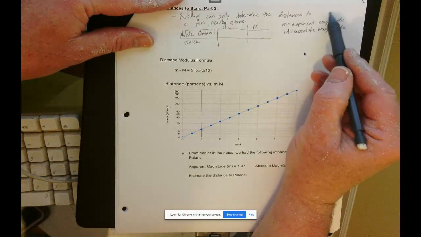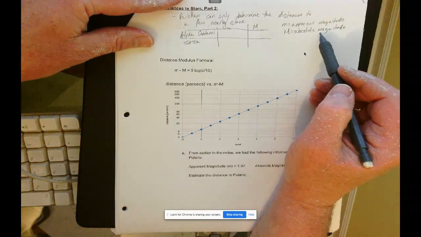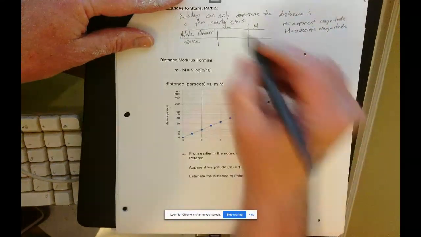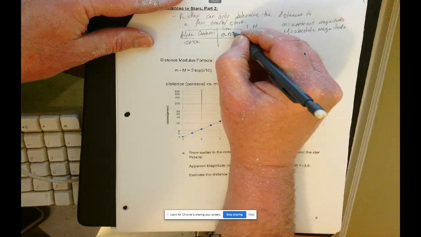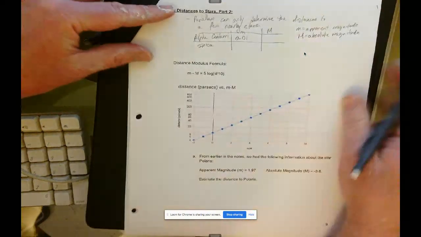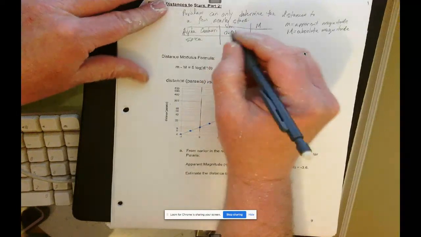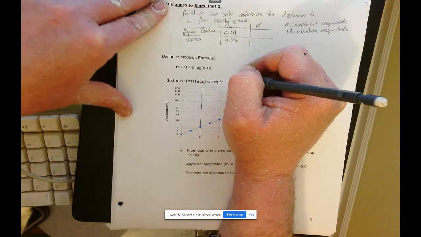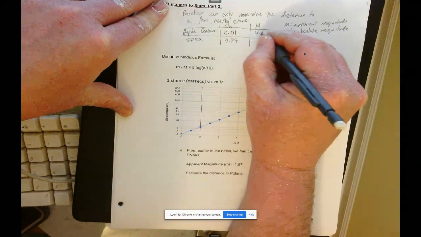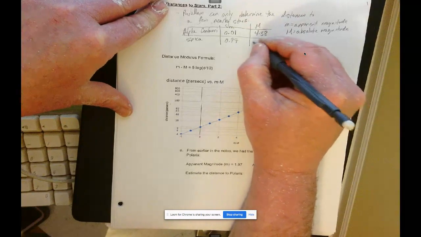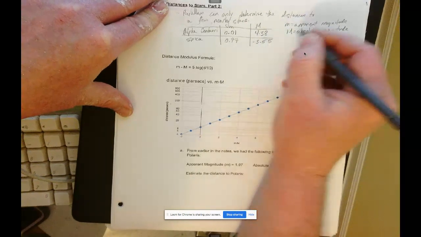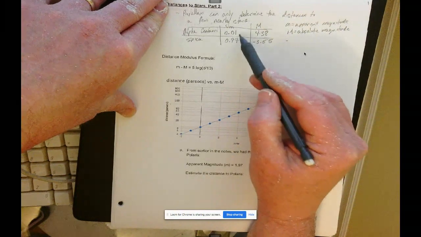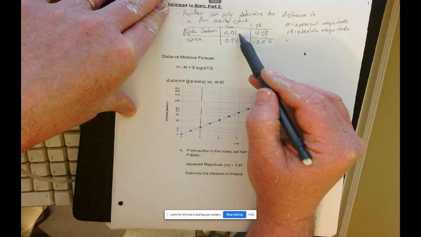And we should remember that apparent magnitude is how bright it looks from Earth, and absolute magnitude is how bright it really is. And remember, the smaller the number, the brighter. So Alpha Centauri has an apparent magnitude of 0.01, and Spica has an apparent magnitude of 0.97. And their absolute magnitudes are 4.38 and negative 3.55. And what we can tell from this is smaller is brighter. So this is how bright they appear. So Alpha Centauri appears brighter because it has a smaller number.